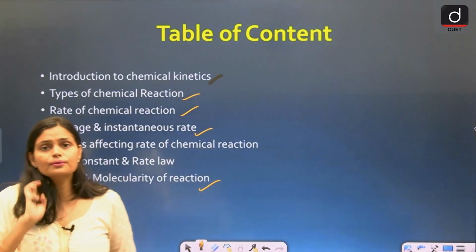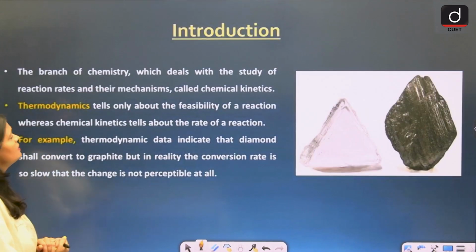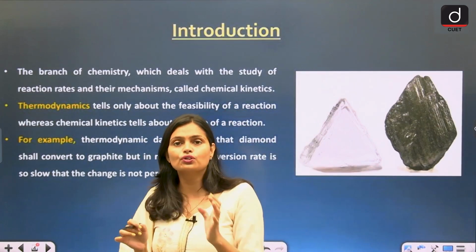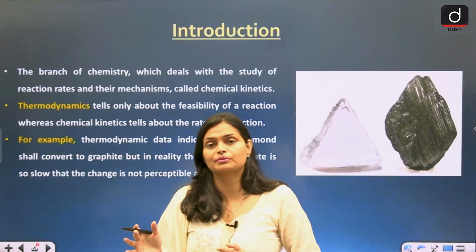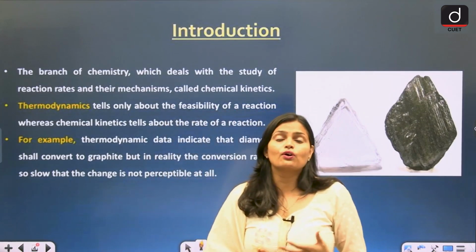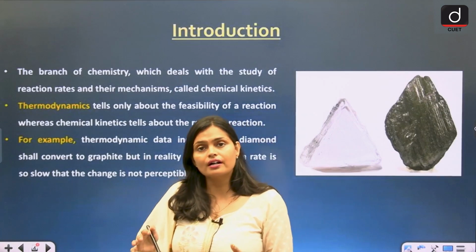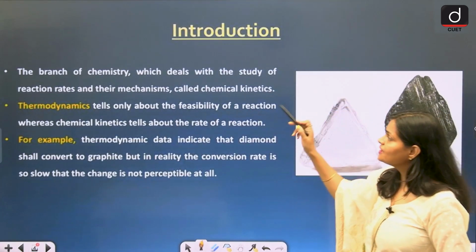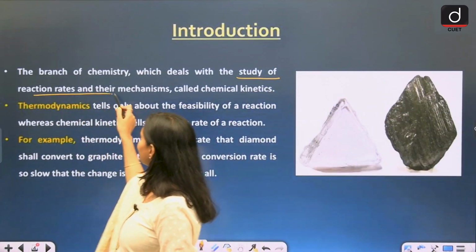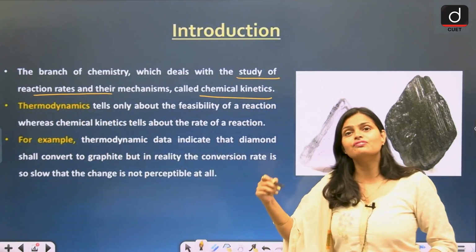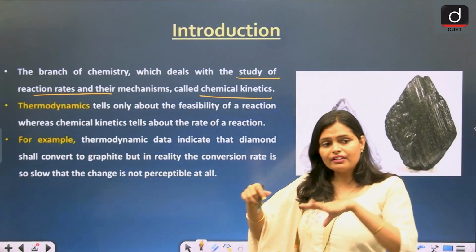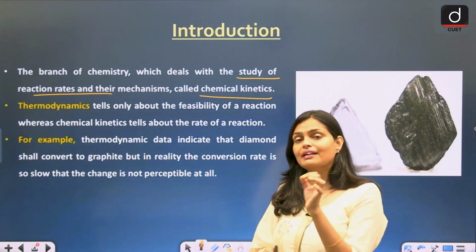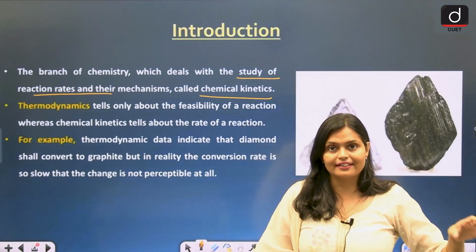All right, so let's begin with the introduction part. So guys, first of all, chemical kinetics is that branch of chemistry which deals with the rate of reaction, or you can say with which we are going to understand the speed of any reaction, right? So it is a branch of chemistry which deals with the study of reaction rate and their mechanism, like how fast any reaction takes place. So when we study all those parameters, they are studied under the branch of chemistry known as chemical kinetics, right?